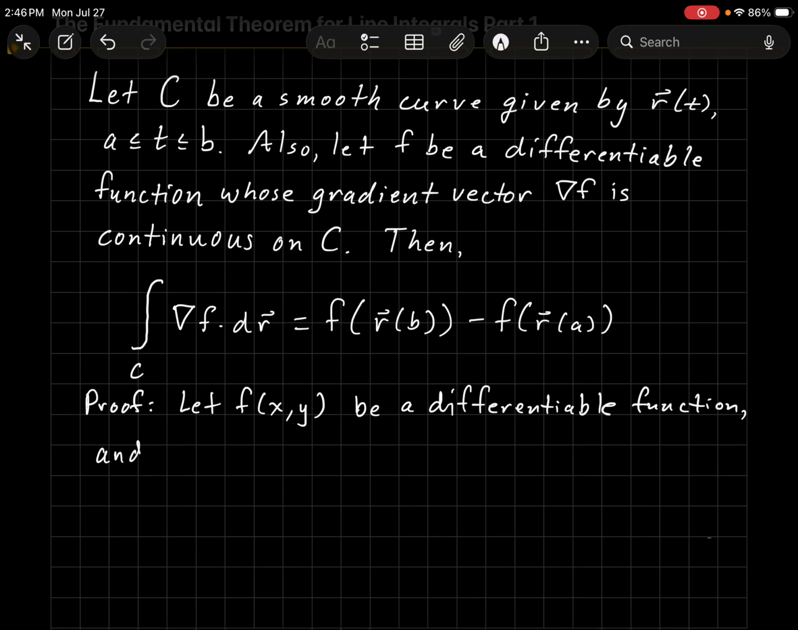And let r of t equal x of t i plus y of t j. And of course, if I wanted to prove this in 3 dimensions, we would just add z of t k. The idea is the exact same.